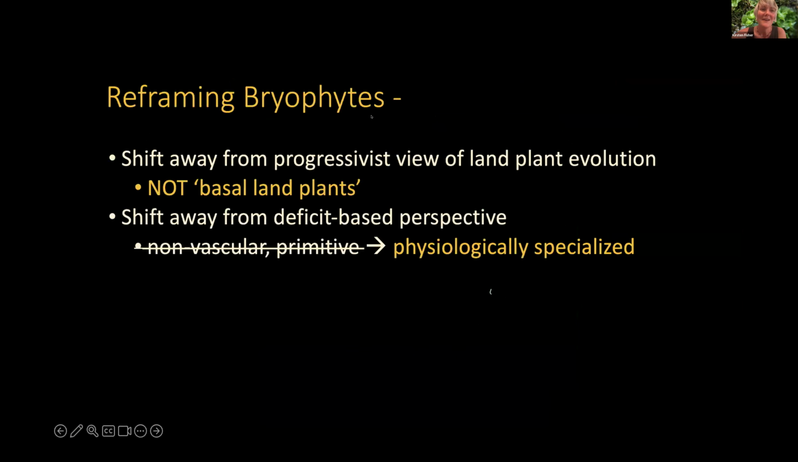Instead of being these sort of... we often refer to them as the non-vascular plants, right? But instead they're more like physiologically specialized. They may have had vasculature. The lack of vasculature was often seen as a deficit, but in fact it may be an intentional specialization to a particular style of water relations, right?